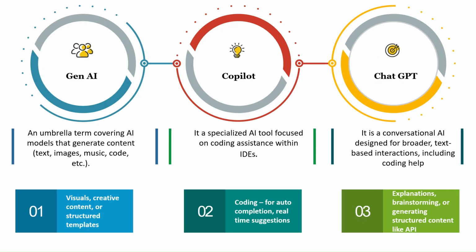So the key difference between GenAI and Copilot along with ChatGPT, let's see it as part of this slide. GenAI is an umbrella term covering AI models that generate content. The content can be either text, image, or music, or even code. GenAI continuously improves with the newer models, but it does not learn from the user inputs directly. We will see why and what are the benefits for the end user in the successive slide.